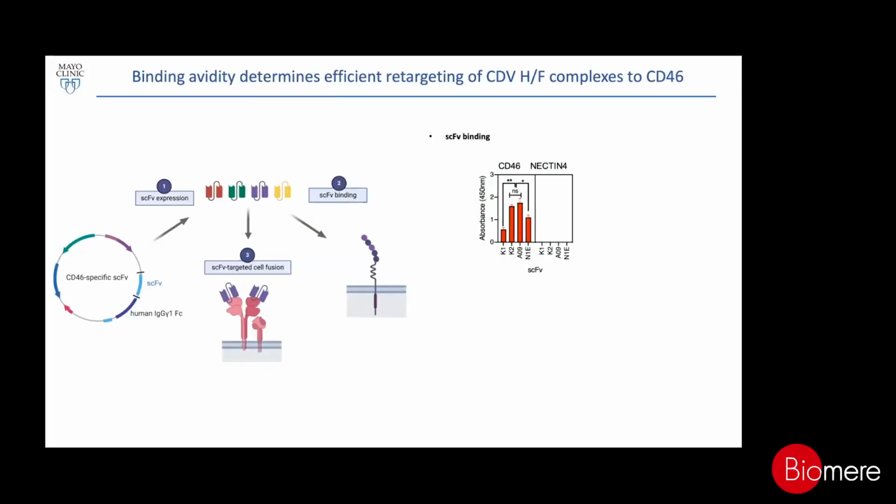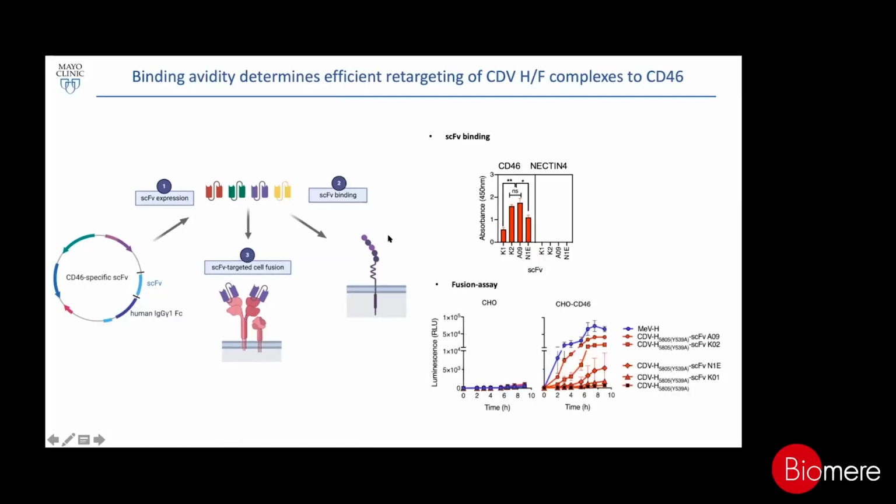So now that we have shown that we can retarget and detarget the new envelope, we aim at retargeting the CDV-HF complex towards CD46. And for this, we first produce single-chain antibody fragments against CD46 and assess their binding to CD46 by ELISA. In a third step, these single-chain antibody fragments were displayed onto the H protein of CDV-H to assess cell-targeted fusion. The ELISA results showed that the scFvs bound to CD46, but they did not bind to Nectin-4, which was used as an irrelevant protein.